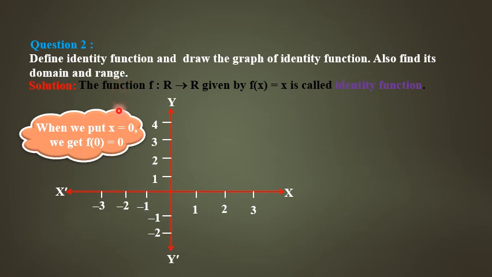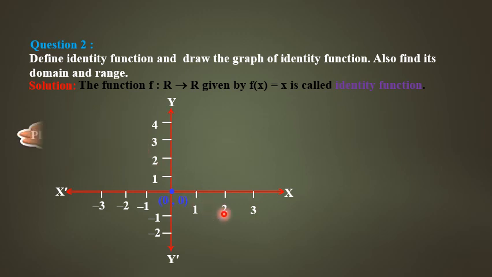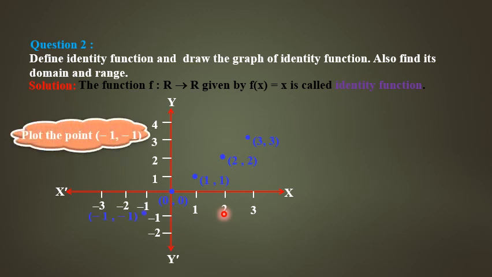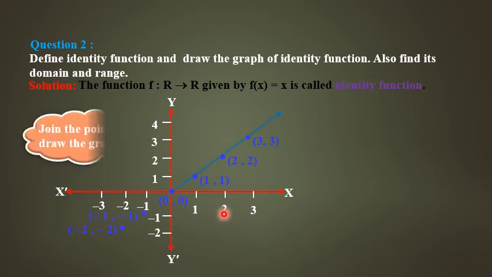Now look at this. When we put x = 0, f(0) is 0, so the point will be here. When we put x = 1, y is also 1. When we put x = 2, y is also 2. So the points are (1,1), (2,2), (3,3), (4,4). If I take minus 1, it is also minus 1; if I take minus 2, it is also minus 2, and so on. Join all these points and draw the graph. You get a straight line passing through the origin. (0,0) is called the origin.